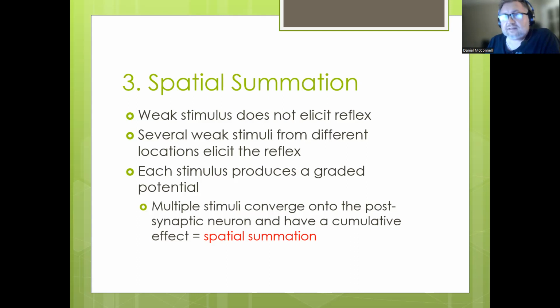But why is it that your rods are so much better at seeing in the dark compared to the cones? Because your rods use spatial summation and the cones do not.